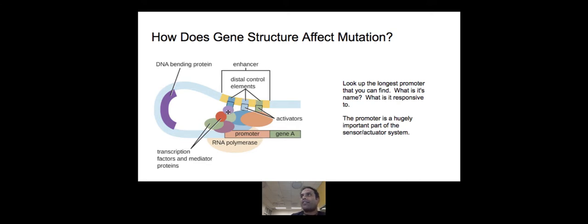So activators, and you can have proteins that both activate and work against transcription, will bind both to this transcription complex and to these distal control elements, causing this little loop, bendy thingy. And once this loop happens, the RNA polymerase will start to transcribe.